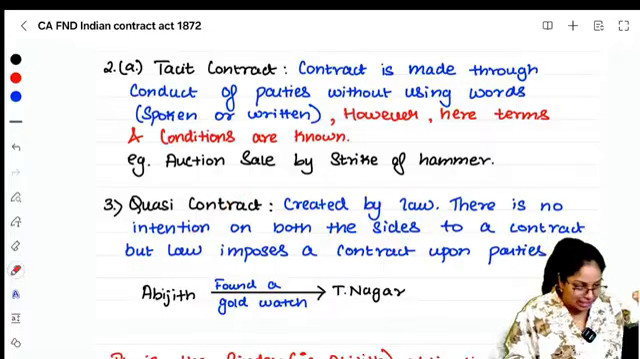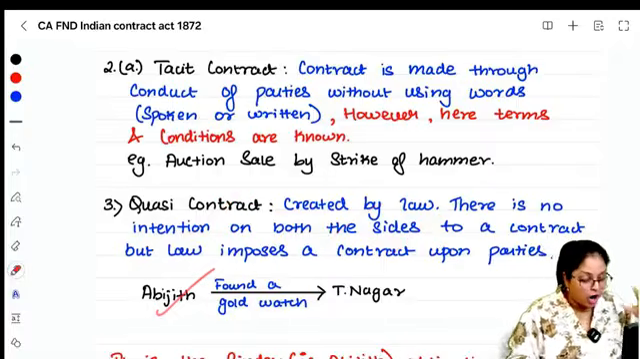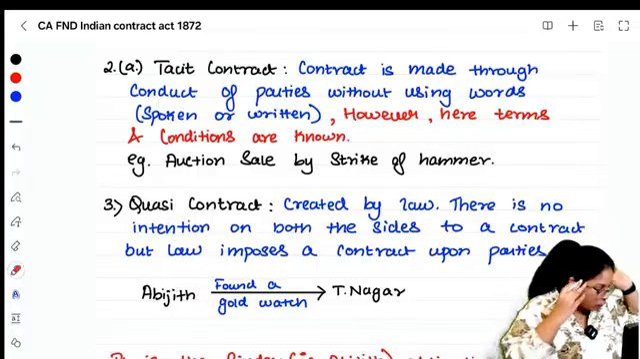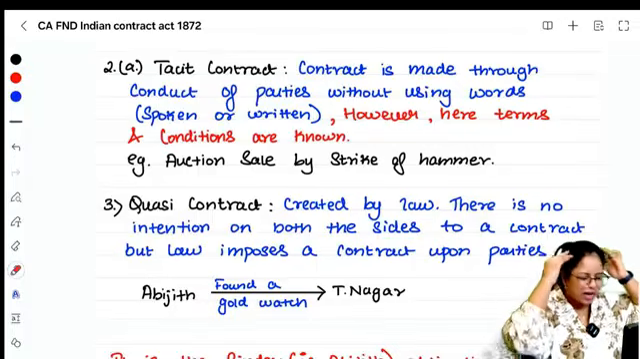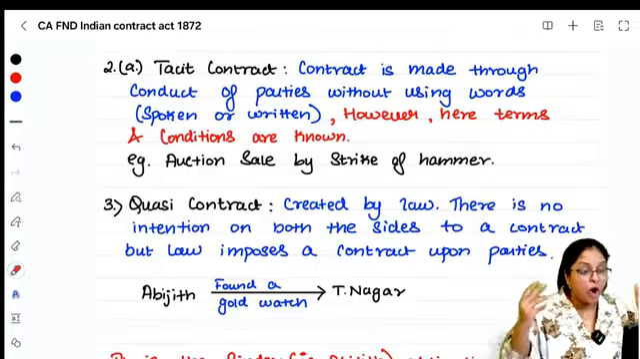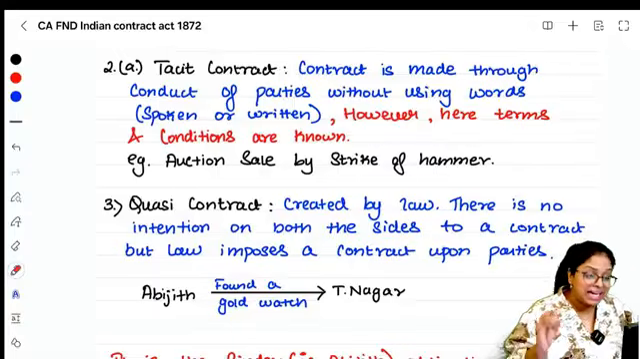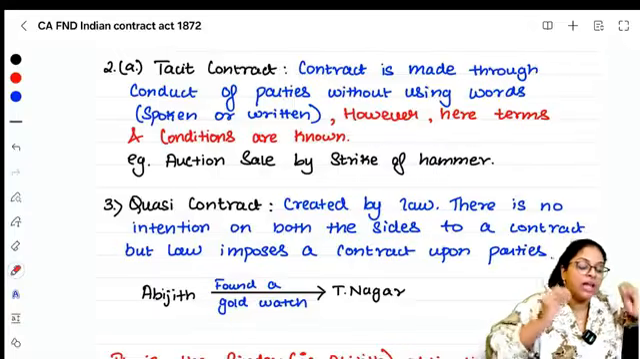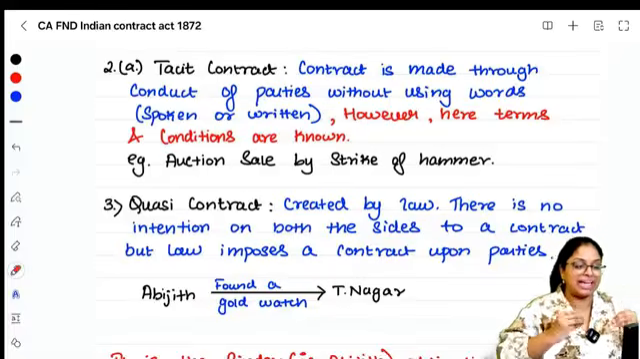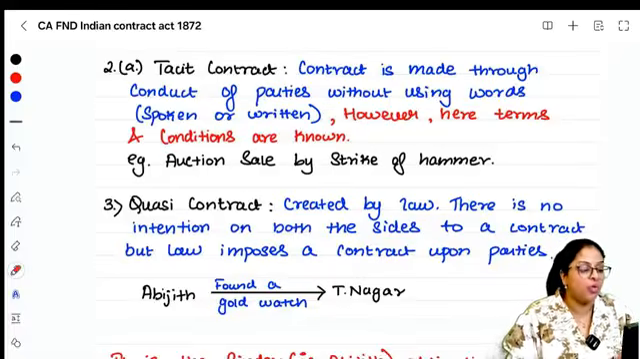For example, Abhijit found a gold watch in T Nagar when he was going out of the class. He was like, oh my god, what to do? He picked up the gold watch. What will Abhijit do? Ma'am, he will immediately sell it in black. But generally what will people do? They'll go and give it to the police station. They'll take every effort to find the true owner.